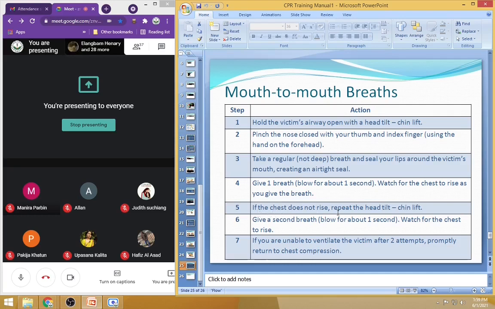If the chest does not rise, repeat the head tilt chin lift. Then give a second breath. Blow for 1 second. Watch for the chest to rise. If you are unable to ventilate the victim after 2 attempts, promptly return to chest compression. You have to continue the chest compression again and again. So this much, I think theoretically you are clear somehow. We will do it in the lab practically, okay?